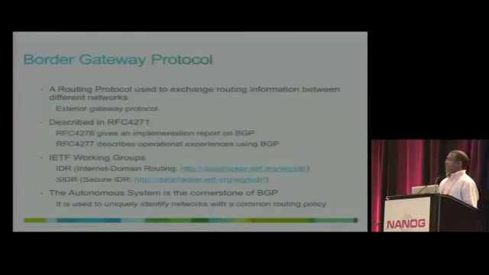Autonomous system is the basic cornerstone of BGP. An autonomous system describes a single network administered by a single entity, essentially. It is a number used to uniquely identify that specific network. In general, it is administered by a single entity. It's possible that a single entity may have multiple autonomous system numbers because of mergers, acquisitions, and so on.